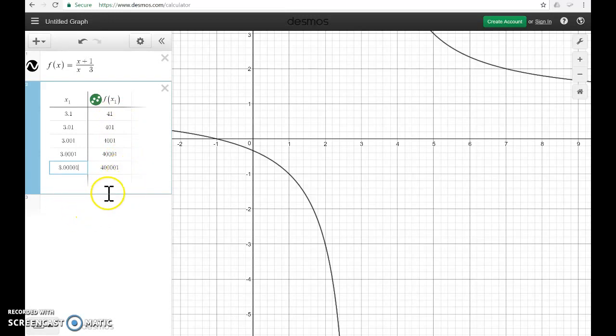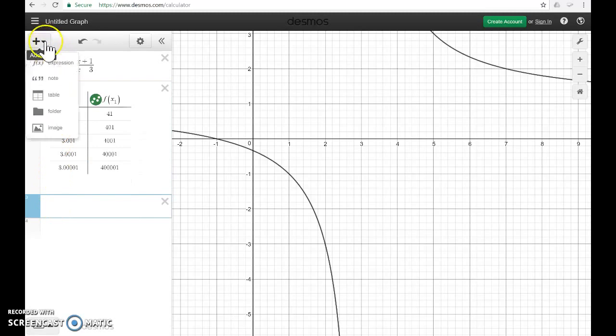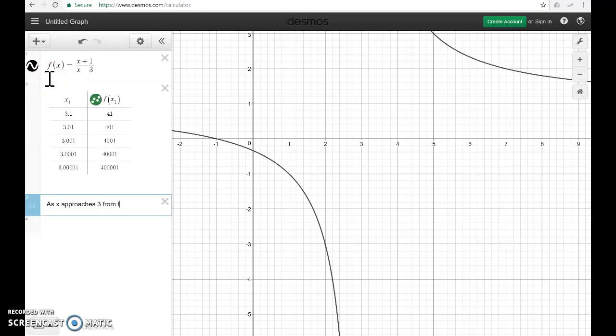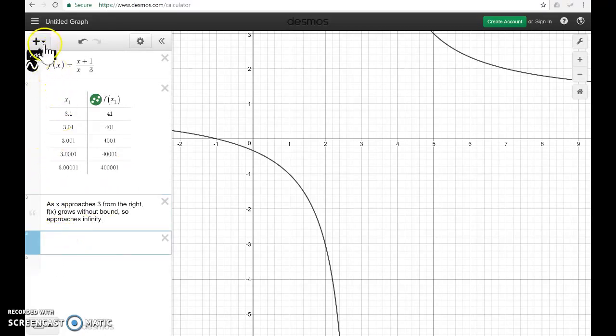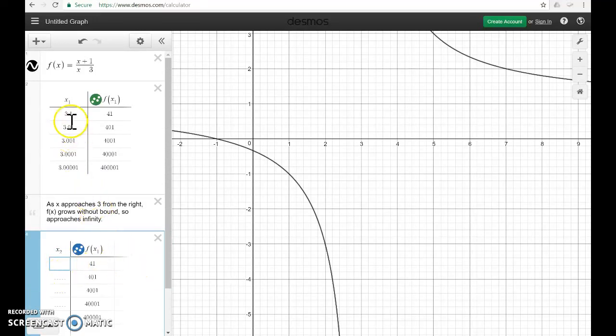So what we would say then is that the limit as x approaches 3 from the right, f of x grows without bound, so approaches infinity. Similarly, let's do another table and look at this function, f of x2, from the left side.